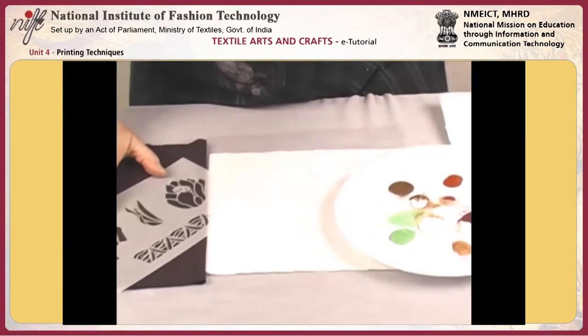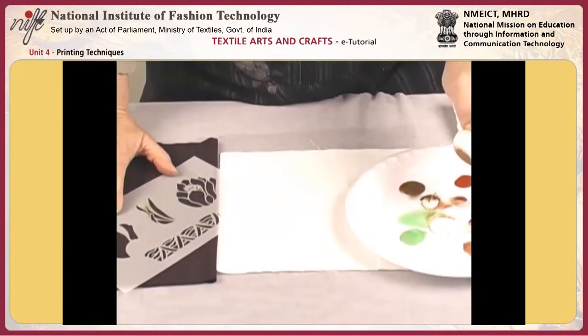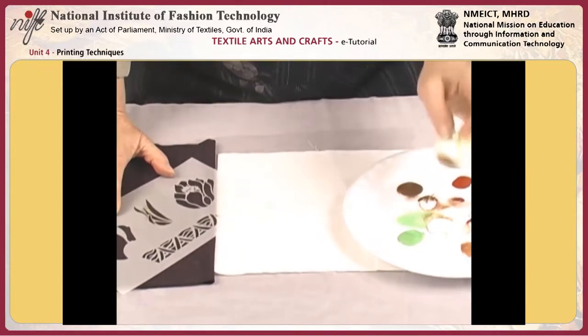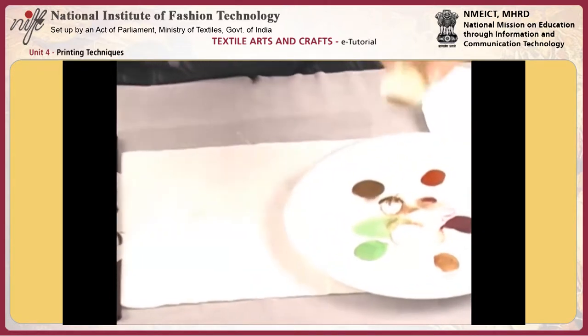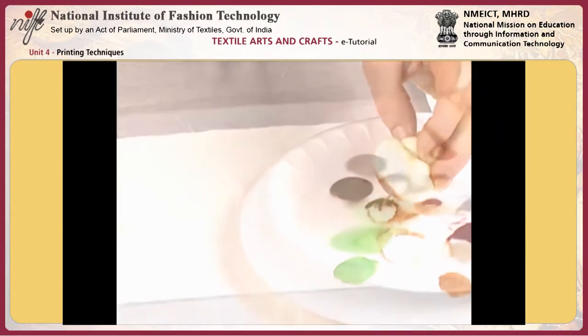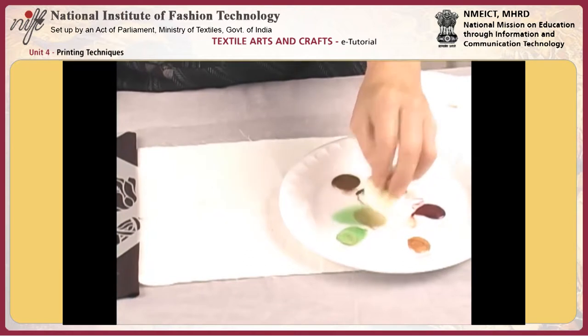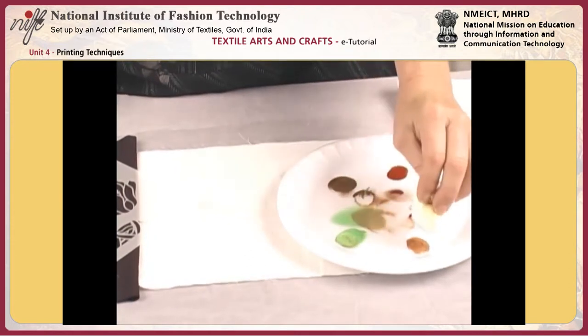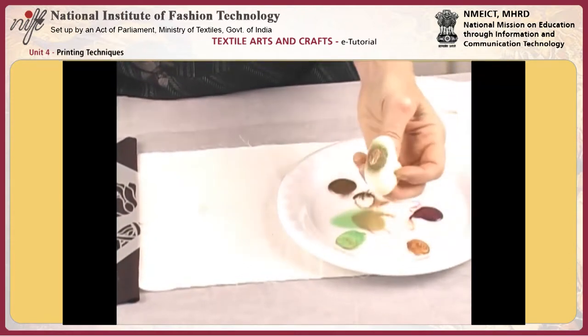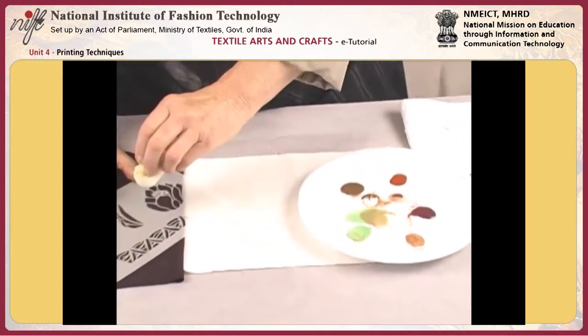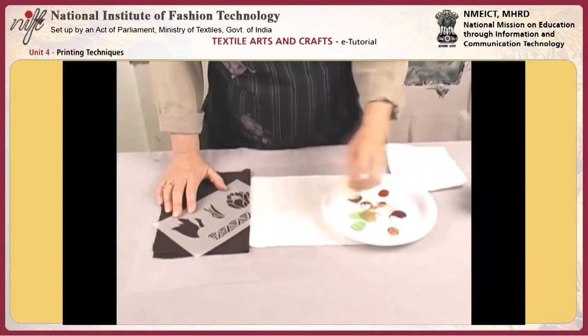Let me show you how to get a great print with your stencil. One of the keys is to use a small amount of paint. It's really important to work with a dry sponge. Touch into the paint, dab it around on the plate before you go to the stencil. You don't want to dab into the paint and take a large amount of paint and go straight to the stencil because you get a big blob there and you can't get it smooth.